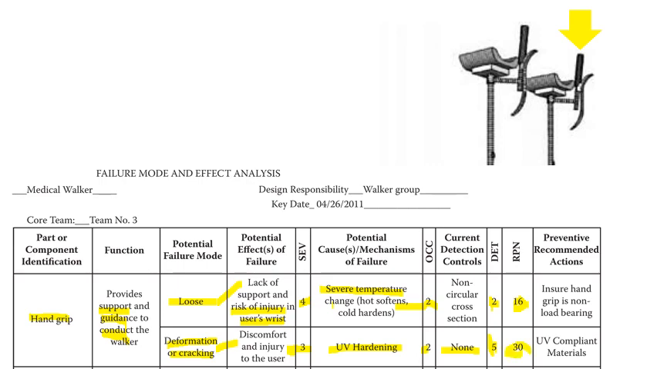Now the total RPN number becomes higher than the previous one, so it may become a higher priority for the design team to solve. One of the recommended actions is that we use a material that is more UV resistant, meaning that even though it receives a lot of UV light, it does not deform or crack.